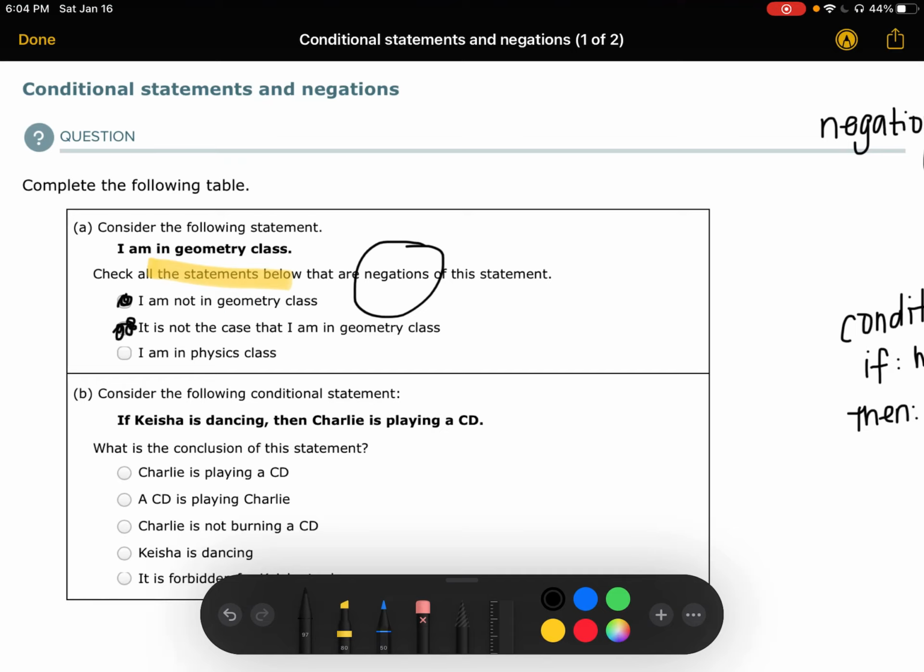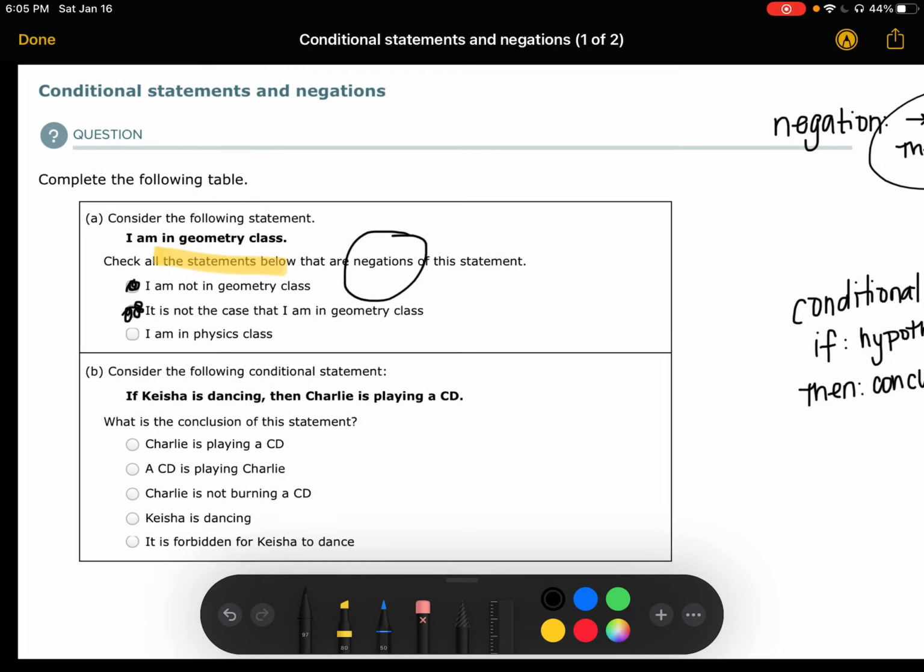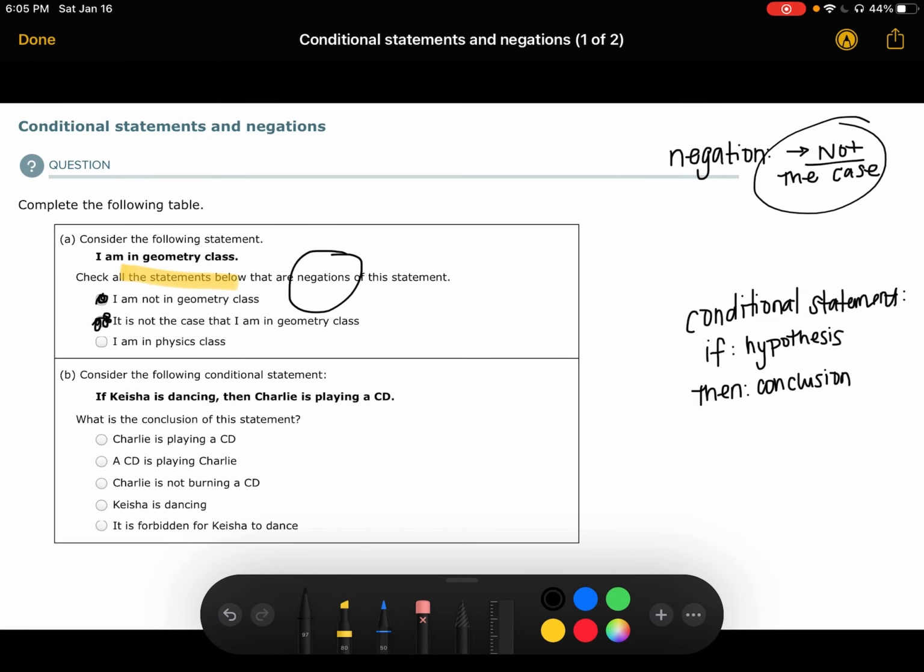So negations are not the case. I am not in geometry class. It is not the case I'm in geometry class. Both of those things mean the same thing. It's just another way to hear it. Okay, that's the easy one. Well, actually, this one's not really all that hard either.